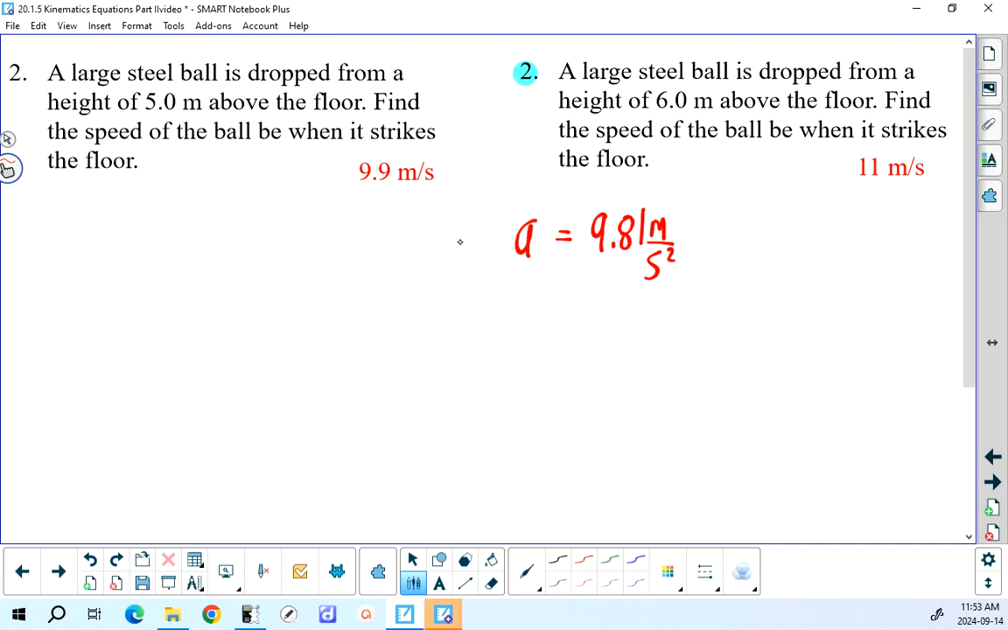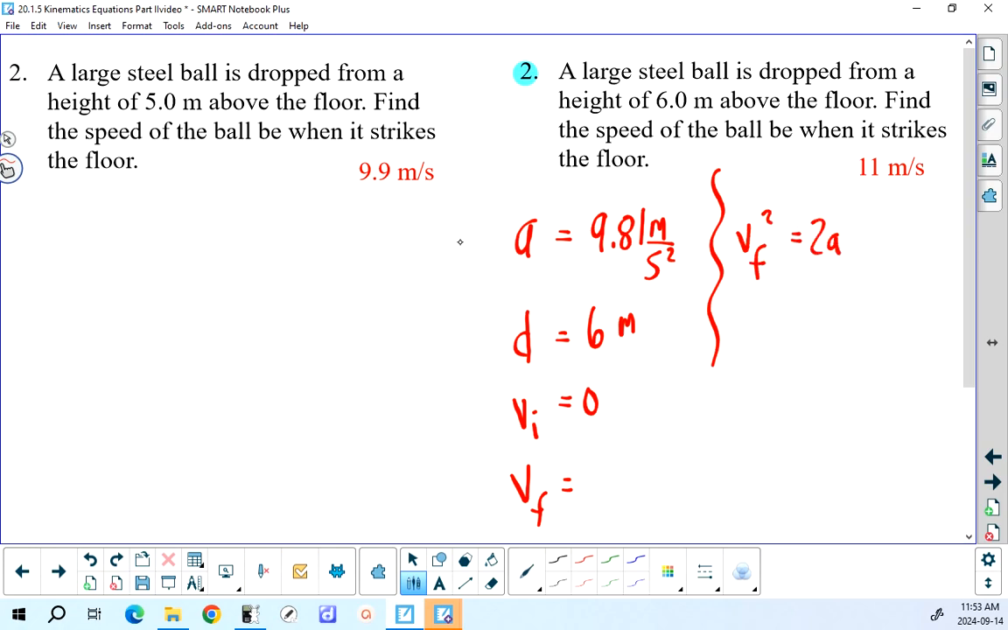The magnitude of the acceleration is 9.81. The distance traveled is 6 meters. What are we asked? Oh, also VI is 0. We're asked for the speed that the ball hits the floor at. Well, we can use this formula. VF squared equals 2AD.